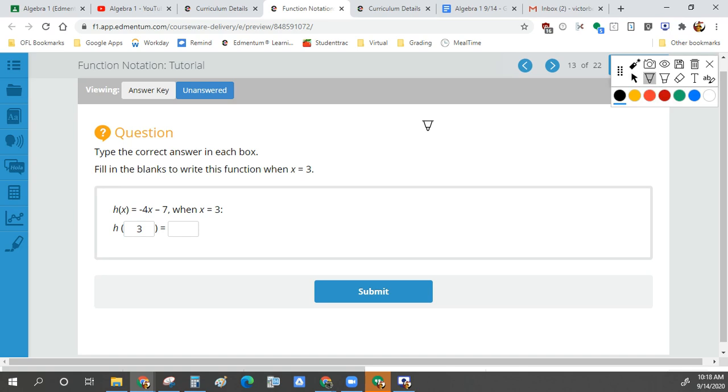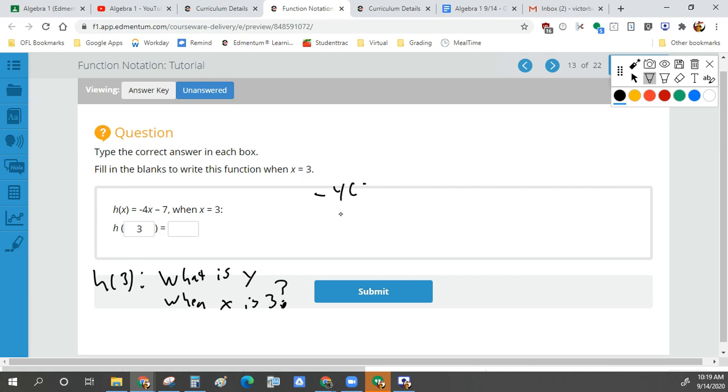So the thing here is this wants us to answer the whole question. So what's our y? What is our h of 3? What's our y value when x is 3? So h of 3 is the same thing as saying, what is y when x is 3? So that's what's also useful about function notation, it lets us identify what our input is right away.